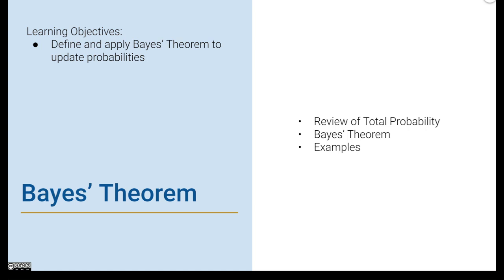Now we're going to look at one of the most famous theorems in probability theory called Bayes' theorem. And we'll start with a quick review of total probability. We'll move to the theorem and then we'll do some examples.